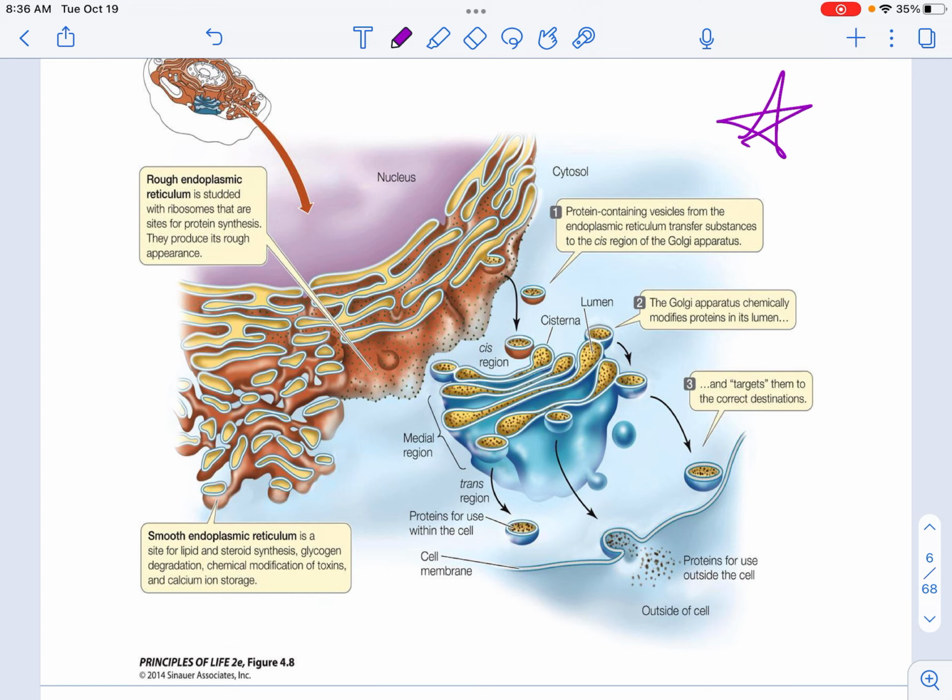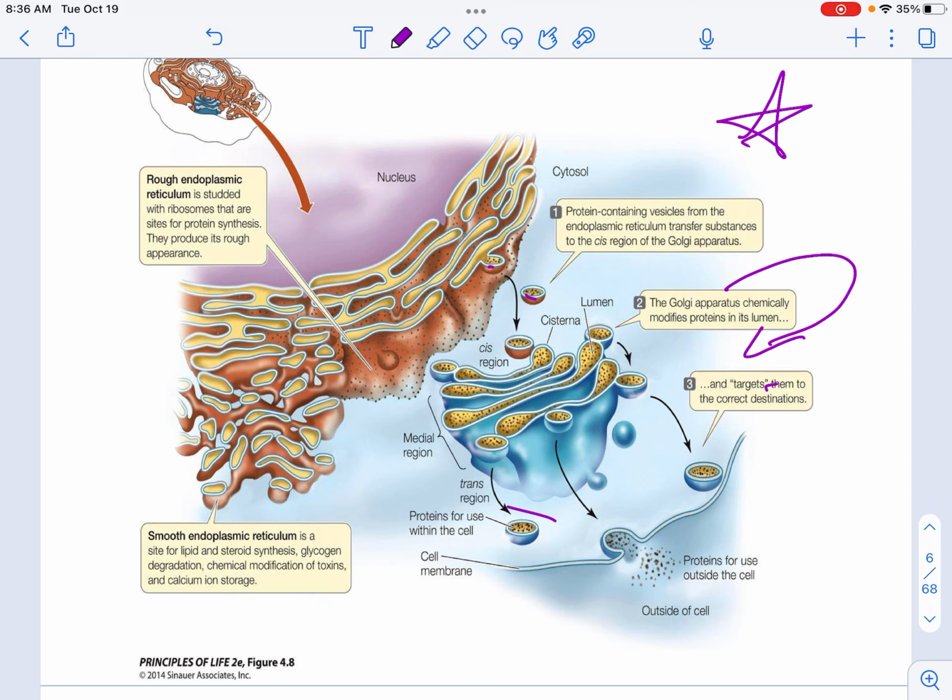So here's the rough ER. We're making proteins. Those proteins are released in a membrane-bound vesicle, so they are protected. And they fuse with the cis region of the Golgi, okay? The Golgi is like the post-op. It modifies, adjusts, and then ships them to the correct place. So the Golgi targets them to the correct destination.